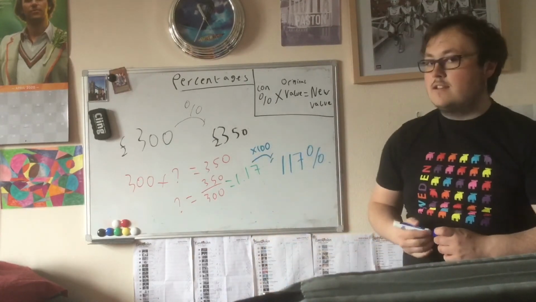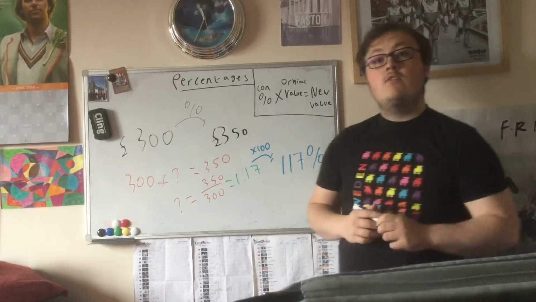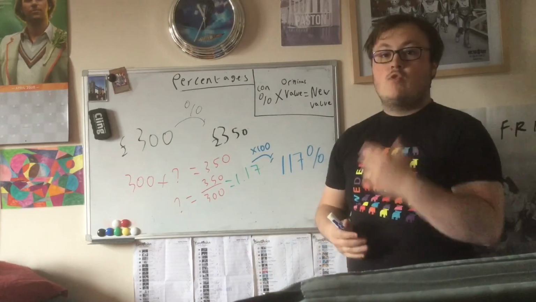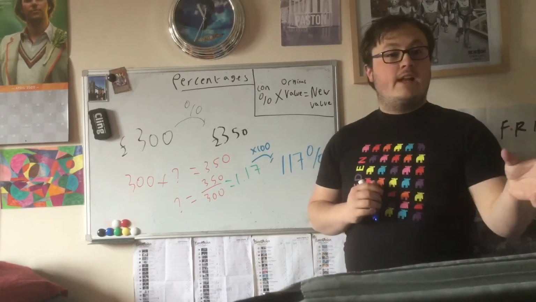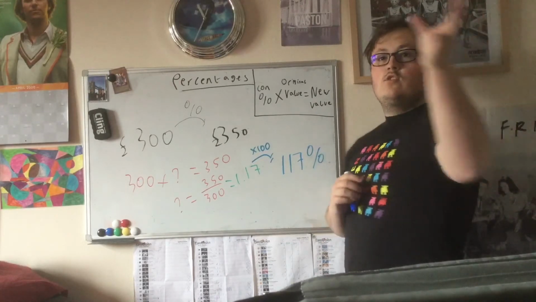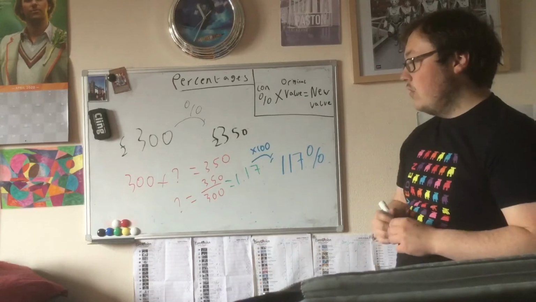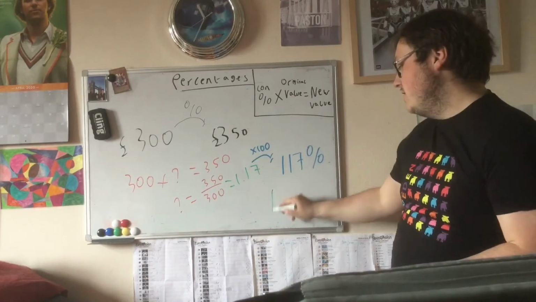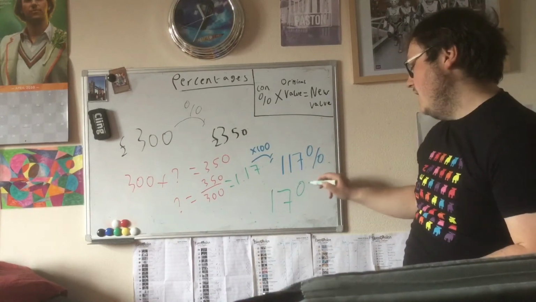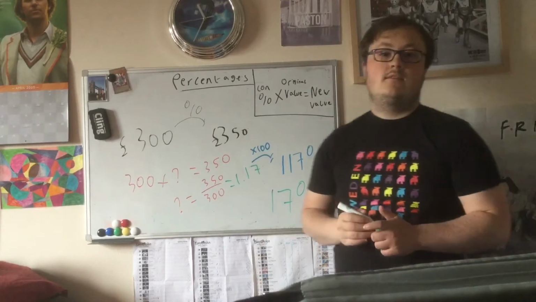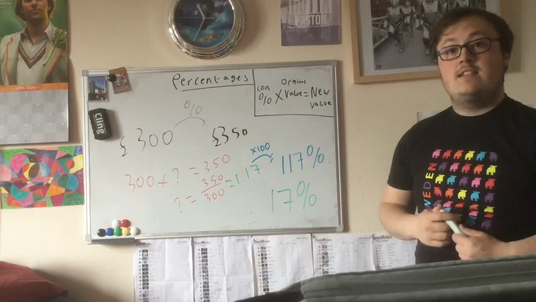Does that make sense? So how do we find how much it increased by? Well, if the original value was 100% and it's increased to 117%, then overall it has been an increase of 17%. It's a complicated one to follow.